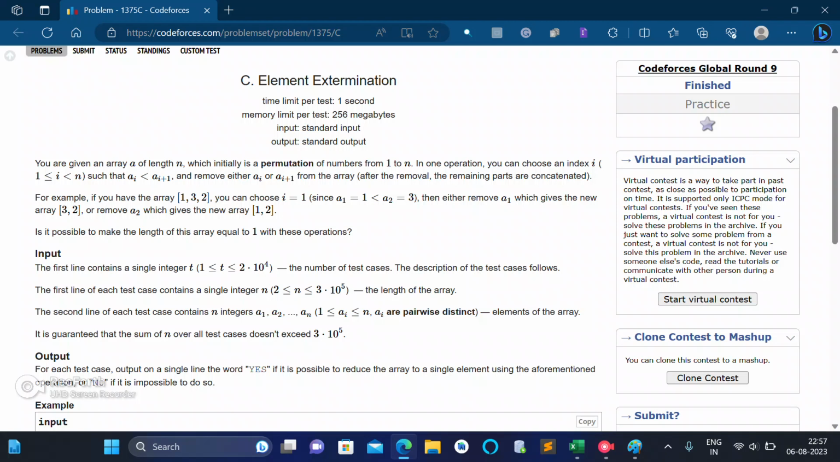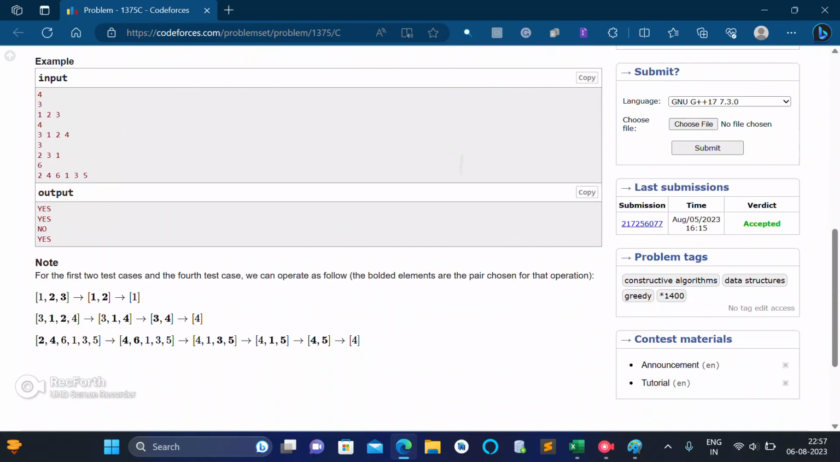We have to find a pair such that A_i is less than A_{i+1}, and we can either remove A_i or remove A_{i+1}. We can apply the operation as many times as we want, and we have to see whether it is possible to make the array A of length 1 only. So let's understand the question with the help of an example.